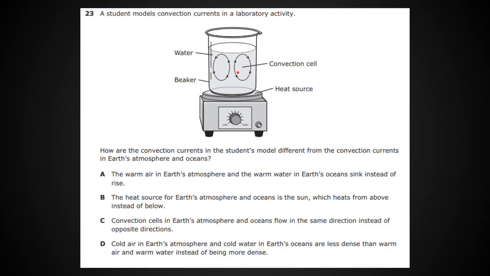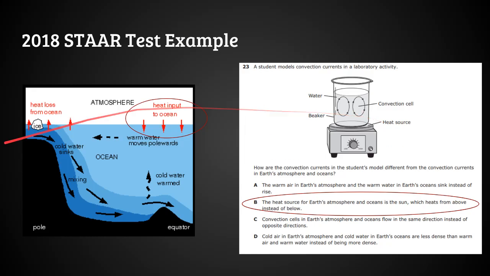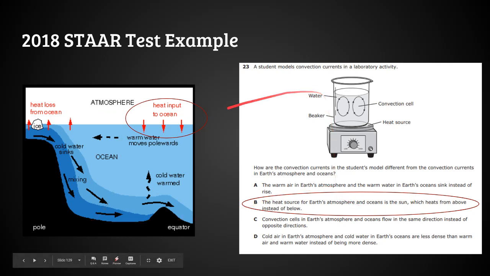We see here that there's a bit of a convection thing going on. There's convection going on here in this little beaker, it appears, and it's asking how that's similar to the ocean. And we say that our heat source is actually up here instead of down here, because we have our heat input to the ocean being the sun.